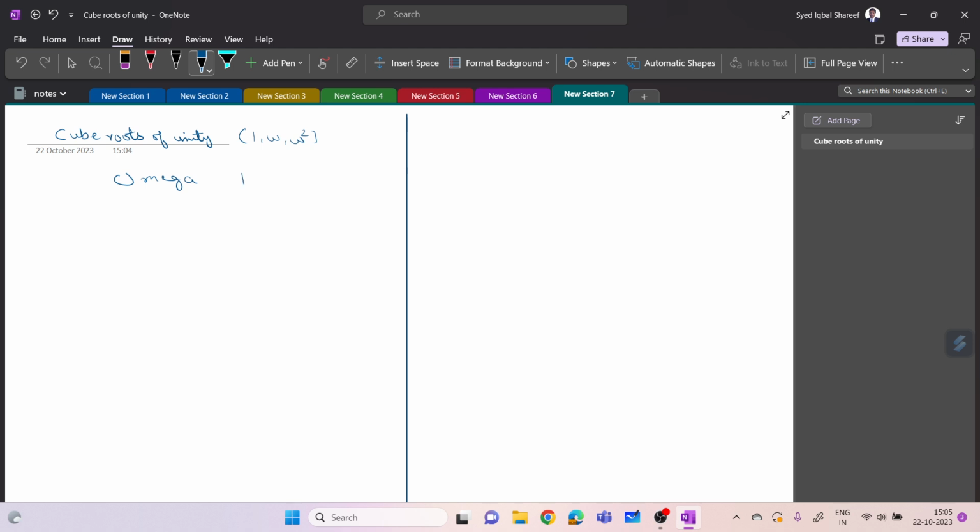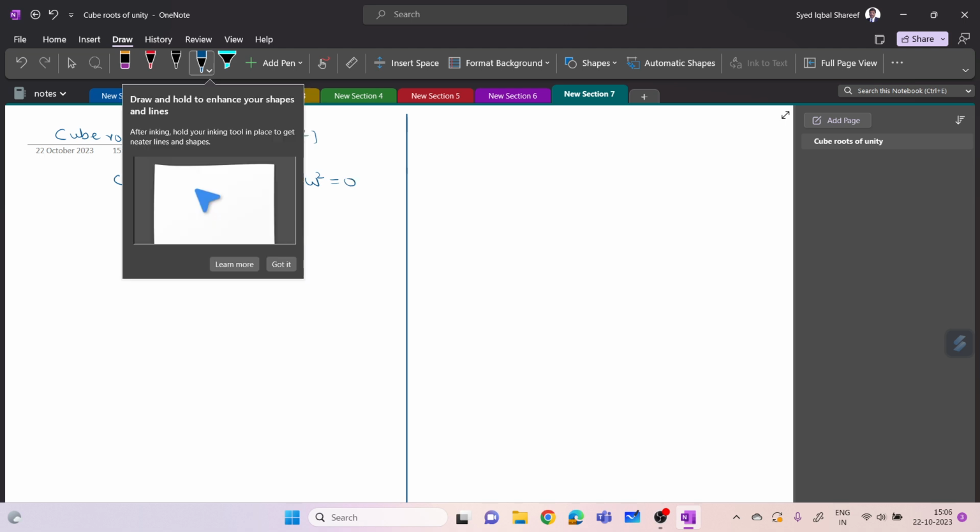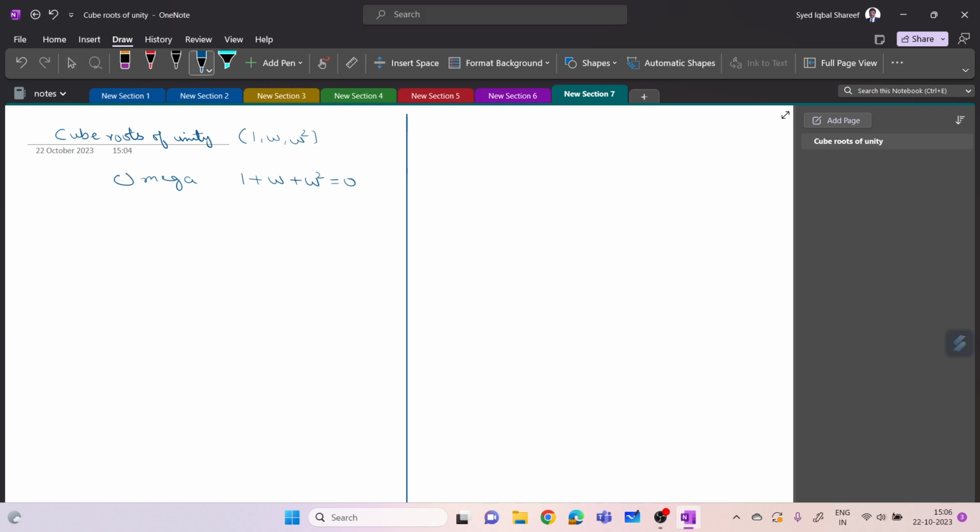And one more thing, two concepts are there here. 1 plus omega plus omega square equal to 0, and omega cube equal to 1. So we'll discuss based on this concept.